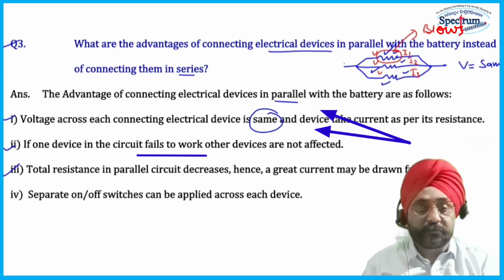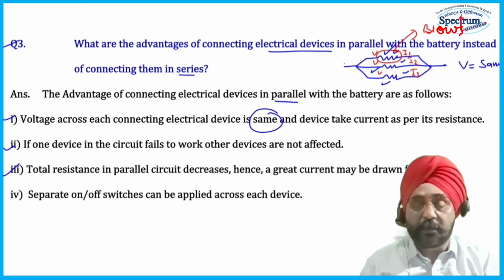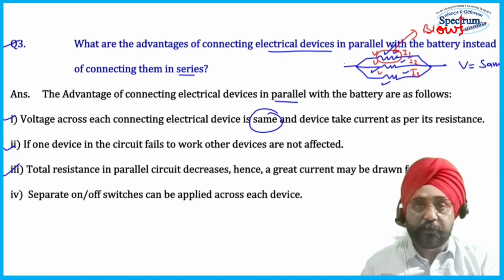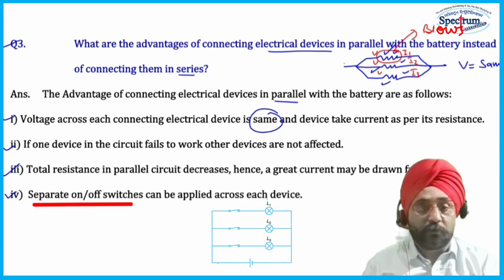Total resistance in parallel circuit decreases, hence greater current may be drawn from the cell. Because in parallel combination the value of equivalent resistance decreases, so more and more current can be drawn from the potential source. Separate on and off switches can be applied across each device.